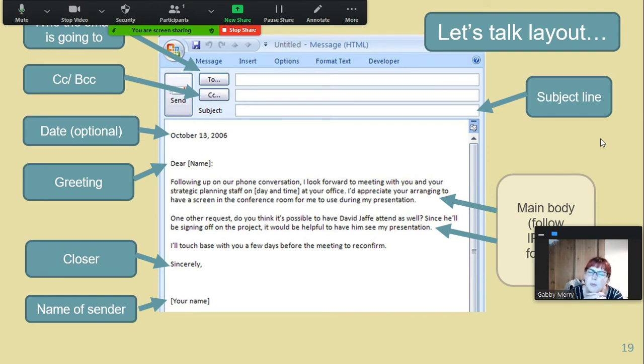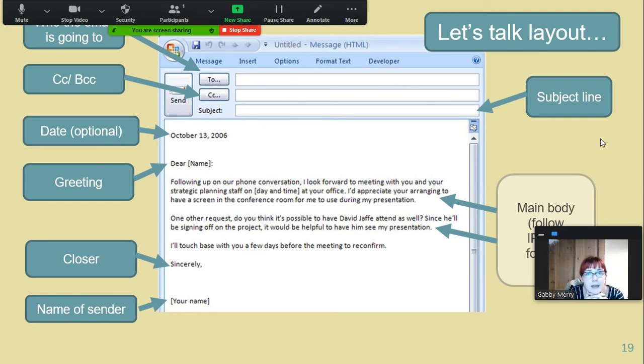That's just something that we would see in real life, where we copy in extra people if they need to see the information. They would expect you to provide some kind of subject line, so a quick overview, a bit like a heading, of what the email is going to talk about. You can put a date in an email, but it isn't necessary. It's entirely up to you.